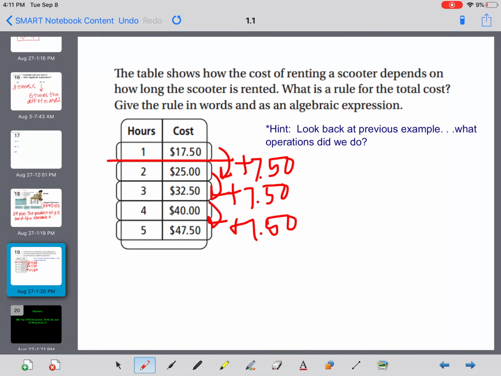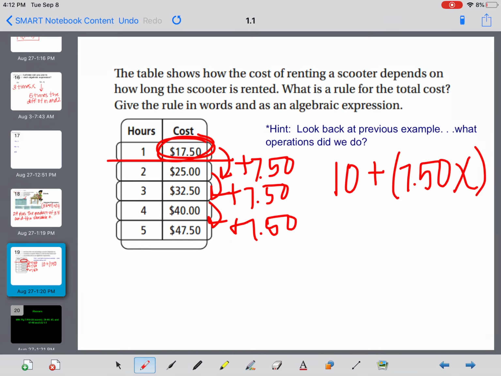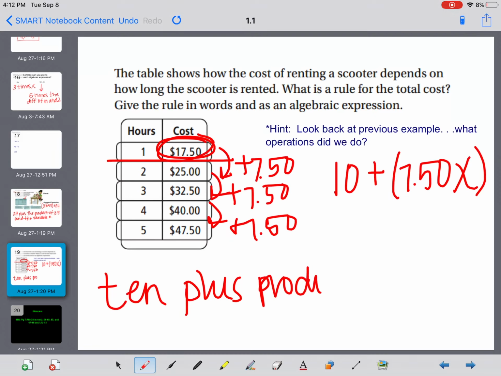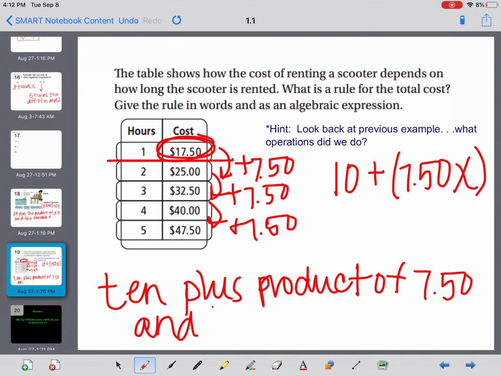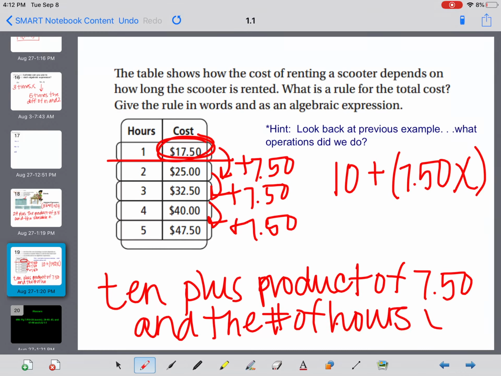That means each hour is $7.50, but if I take $7.50 away from the first hour, I had to pay $10 just to start. So I have to pay $10 no matter what, plus $7.50 times however many hours I'm using it. That is the algebraic expression. In words, I would say 10 plus the product of $7.50 and the number of hours, x.